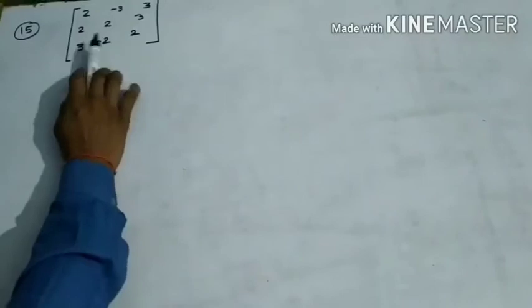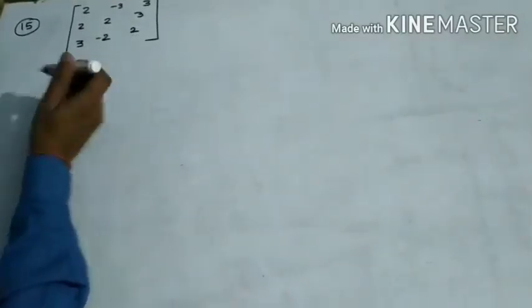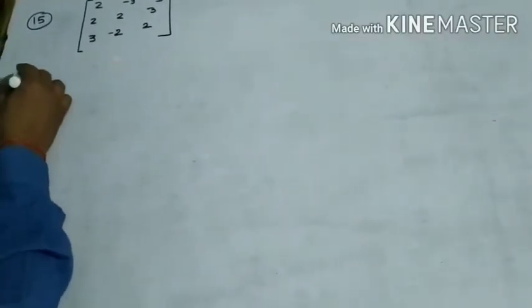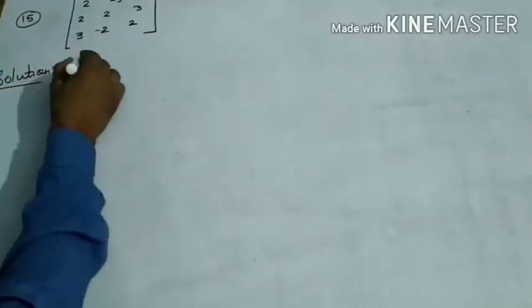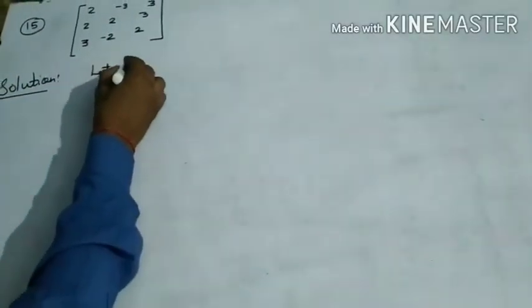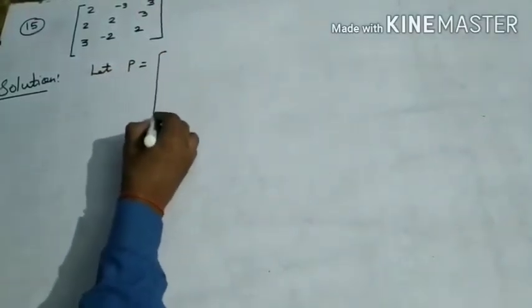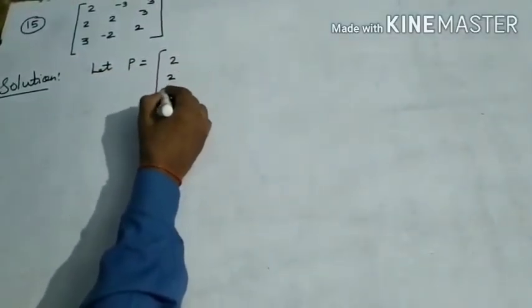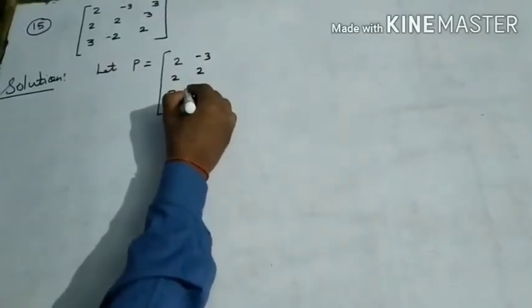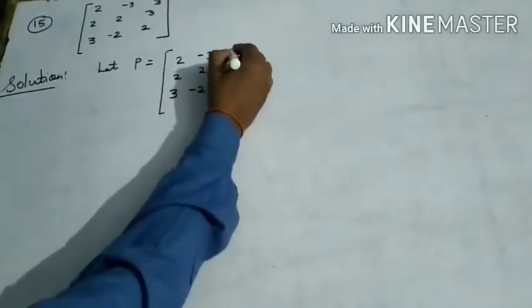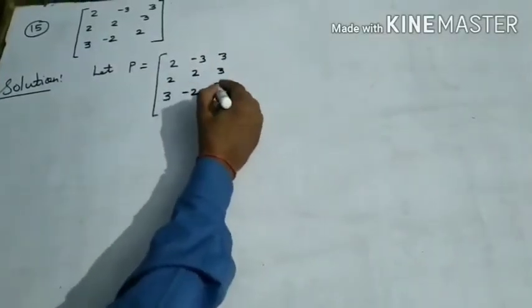This is the problem number 15, and we want to find out the inverse of this matrix, means this is the square matrix of order 3 is given. So solution you have to see, let P equal to 2 2 3, minus 3 2 minus 2, and here 3 3, and then after this is the 2.